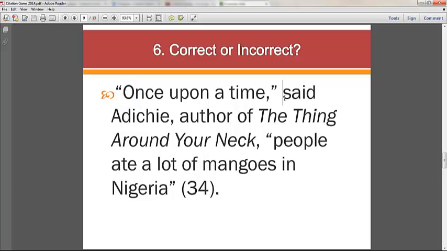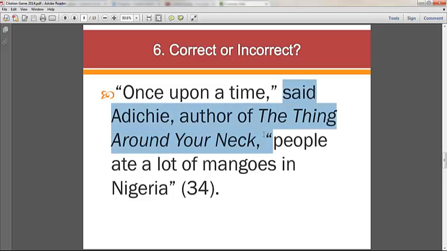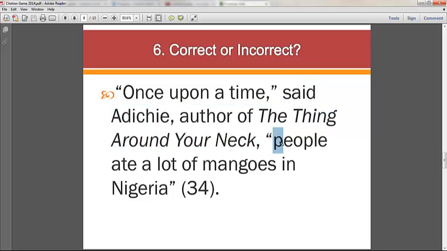There's a sort of an interlude or an in-between part where the quote is split up. So the introduction to the quote, instead of being at the beginning, is in the middle, which is "said Adichie, who's the author of The Thing Around Your Neck," which is italicized because it's a book. The P in "people" is lowercase because it's a continuation of the sentence that already started. And the page number is in parentheses. We don't need her last name in the parentheses because it's mentioned up here as well.